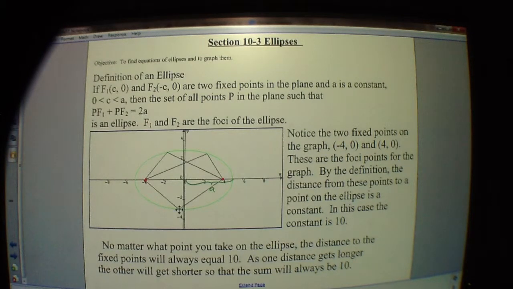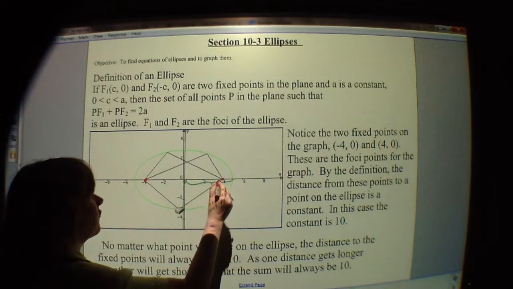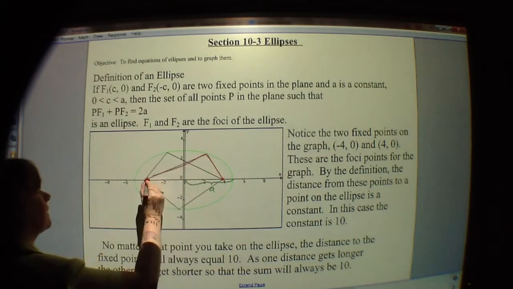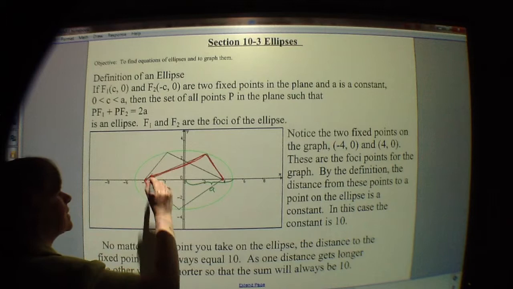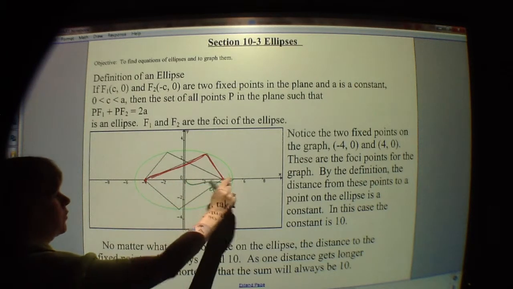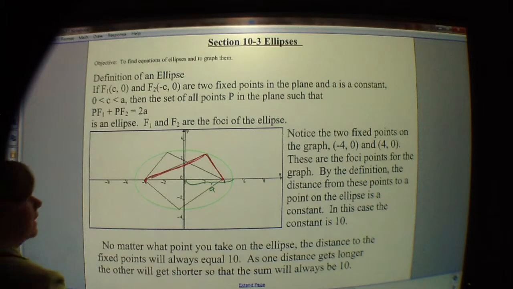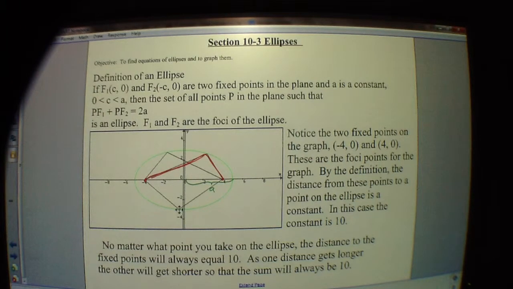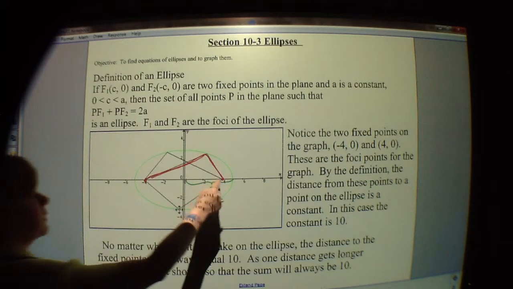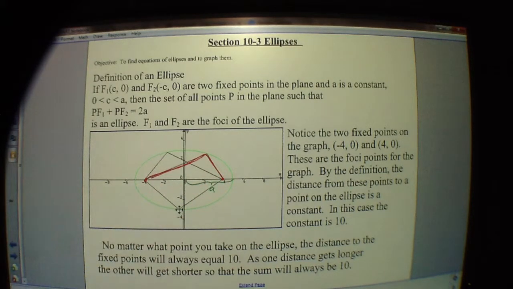Then a set of all points P in the plane such that if you go from a focus point to any point on the ellipse, back to the other focus point, the length of this is 2 times A. So in this one, A is 5, so this length is 10. The fixed points are (4, 0) and (-4, 0), and those are the focus points, or the foci. That distance is 10, and it doesn't matter where you do it. I could go from here, over to here, back to there. Does not matter.